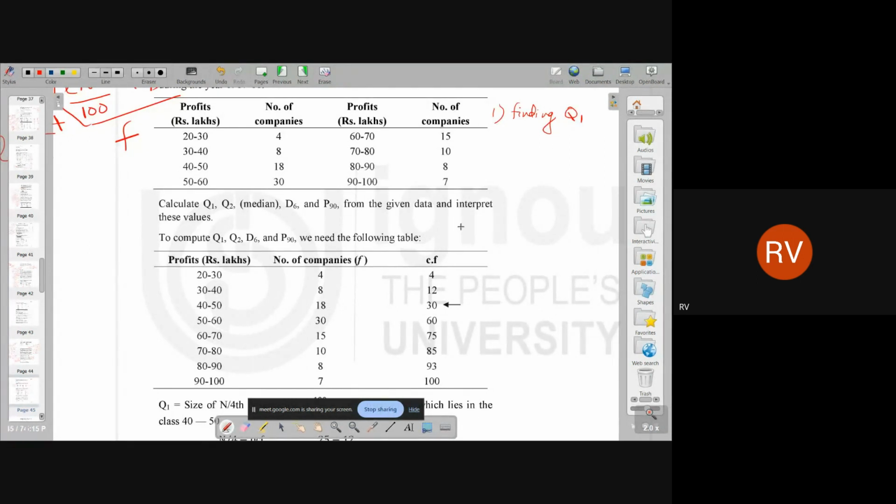First, find Q1. Q1 is equal to L plus (n by 4 minus PCF) into I divided by the actual frequency. What is L? L is equal to the lower limit of the first quartile class.